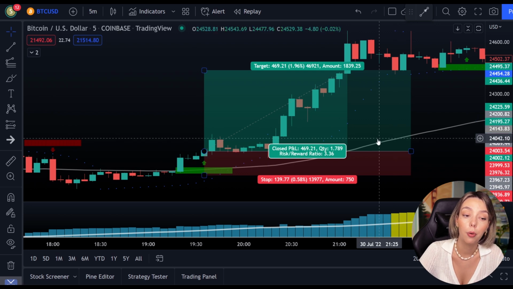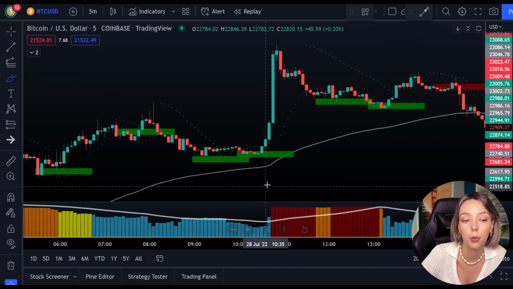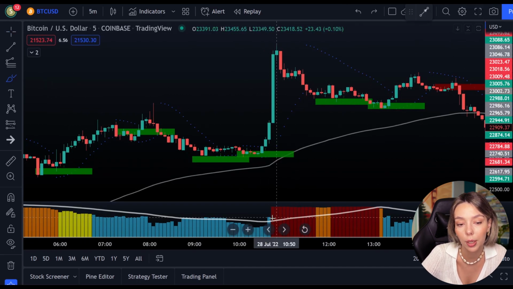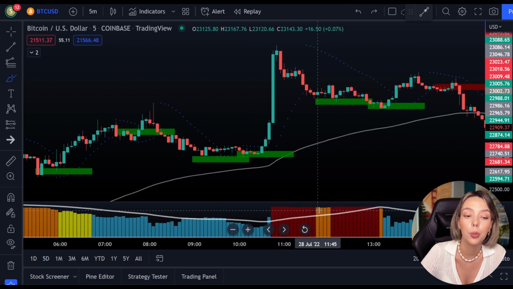We allow ourselves to make some really good profits. Here is another example for a really good long trade. We see the indicators agree, all the conditions are met, and we will close this trade.